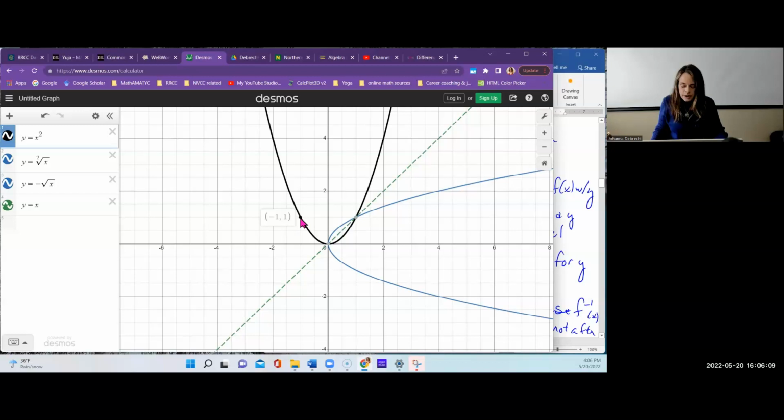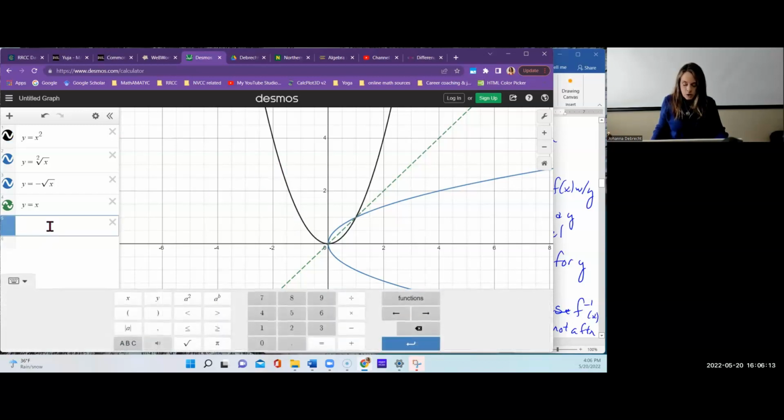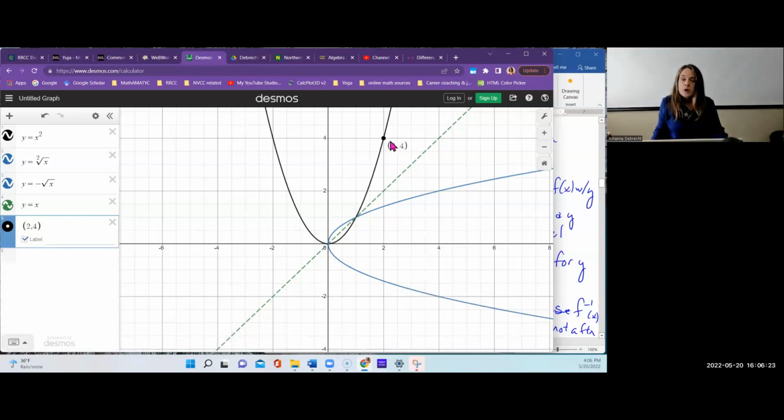We have the point 1, 1. We also have the point 2, 4. Let's show where the point 2, 4 is on the graph. 2, 4 is on the right arm of the upward opening parabola. Right arm goes to the right from the vertex, and the left arm goes to the left from the vertex. It's on the right arm.